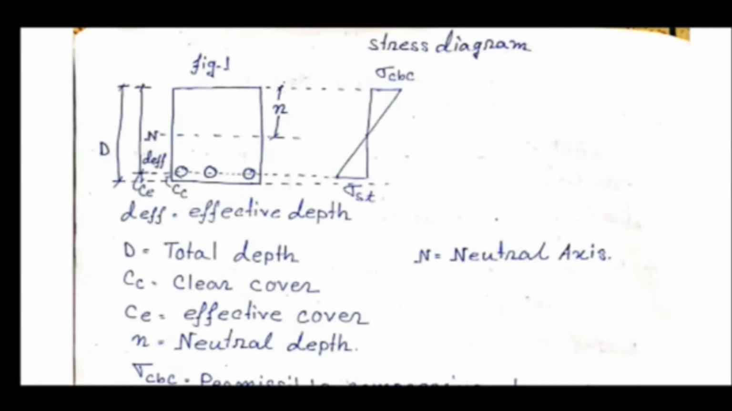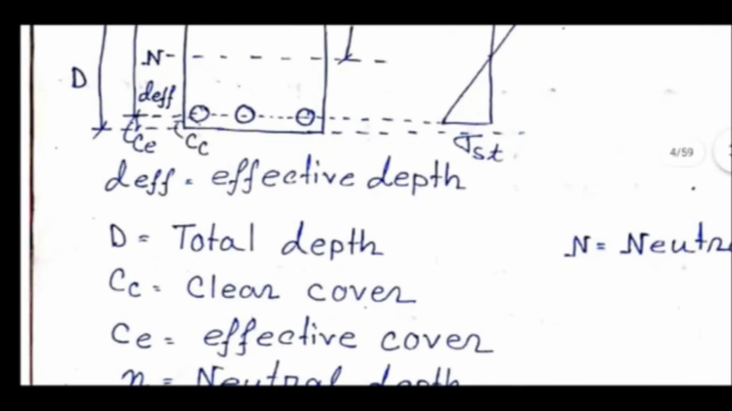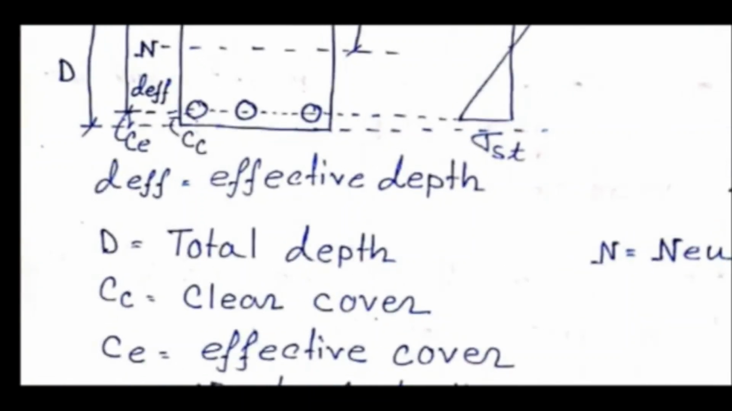From top fiber to neutral axis is the depth of neutral axis. In case of working stress method, this is denoted by small n. You can see the abbreviation C suffix C, that means clear cover, which is from the lower end of the bar to the bottom fiber of this cross section.